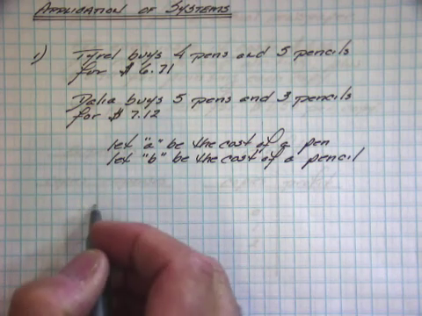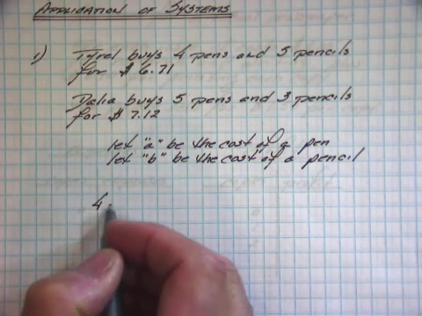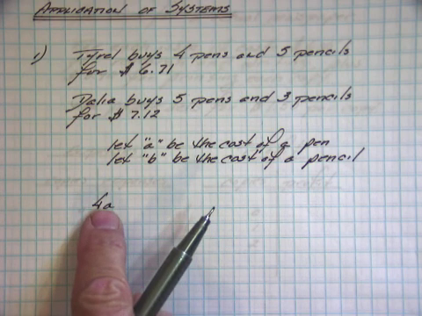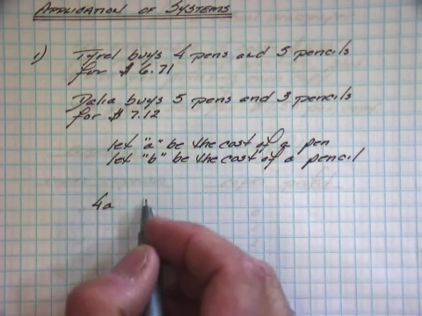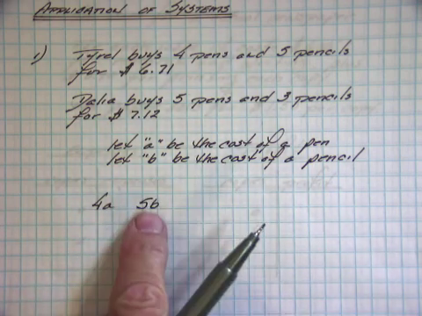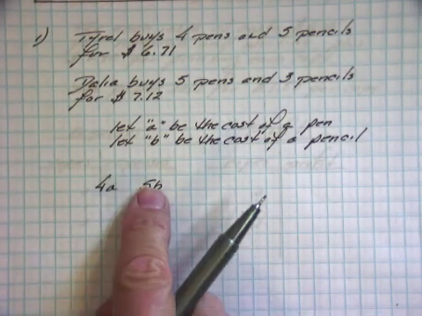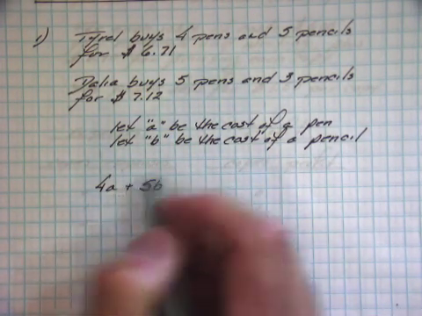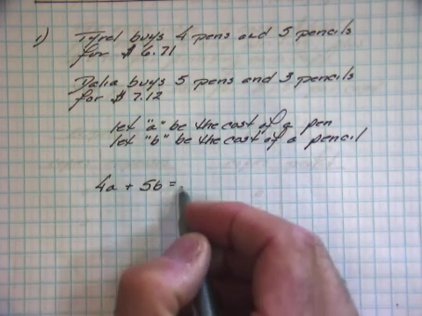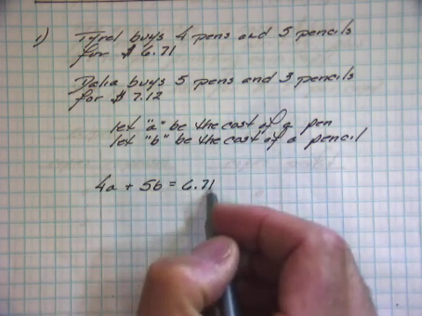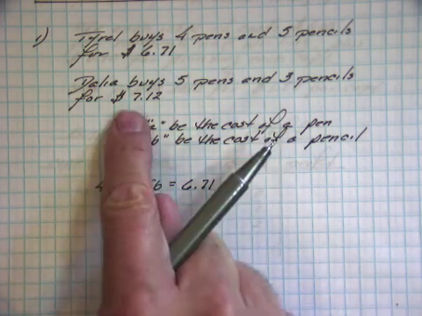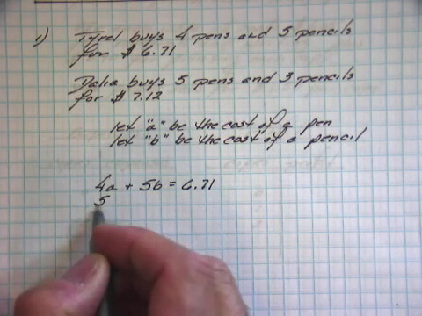Well, Tyrell buys 4 pens. So 4 times A, if A is the cost of a pen, that's how much money he spent on pens. And 5B, that's how much money Tyrell spent on pencils, because it's 5 times the cost of a pencil. And if you add these together, we know Tyrell spent $6.71. So there's your first equation. Then we can do Dahlia.